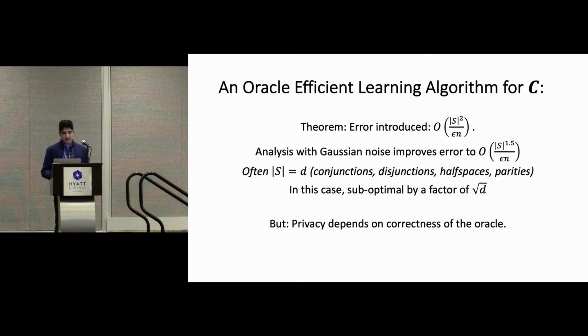Okay, and so we're able to prove that this induces error of order the size of the separator set squared over epsilon n. And if we use Gaussian noise instead of Laplace noise and relax to approximate differential privacy, that becomes the size of the separator set raised to the 1.5 over epsilon n, which is still suboptimal by a factor of square root of the size of the separator set, so root d. So that's an open problem, whether we can remove that factor of root d. But crucially here, the privacy depends on the correctness of the oracle.